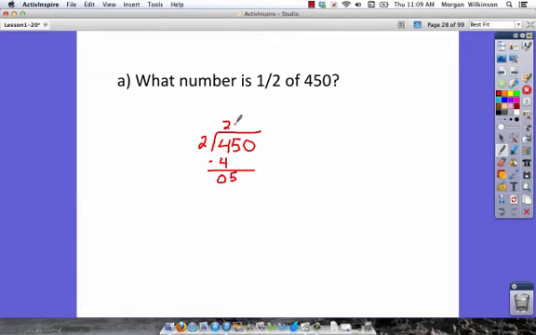2 goes into 5 2 times. 2 times 2 is 4. Bring down our 1 and our 0. 2 goes into 10 5 times. We've got 10. We subtract. We've got nothing left over. We've got an answer, a quotient of 225. So that would have to be what number is 1/2 of 450, or 1/2 between 0 and 450.